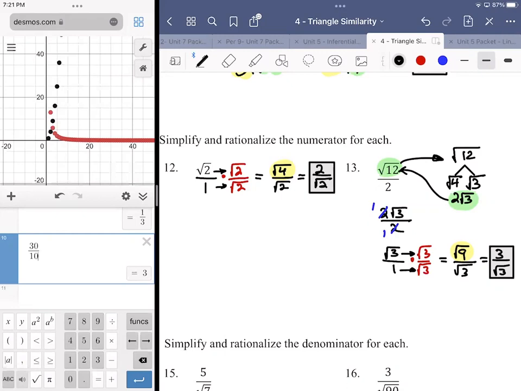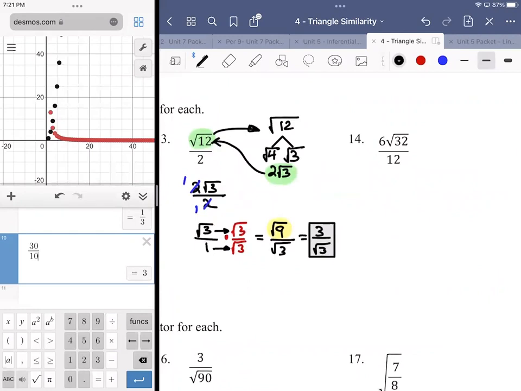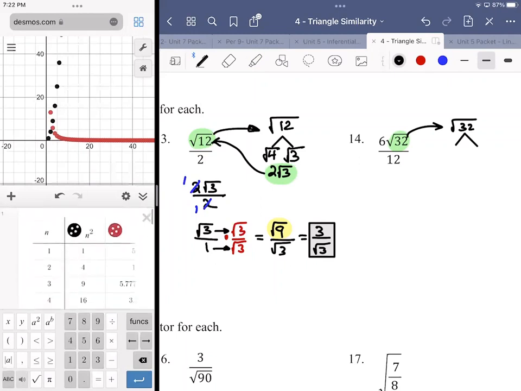So number 14, same deal. We want to simplify the radical, but we also want to clean it up so that there's only a radical value in the denominator, not in the numerator. So I'm going to pull out that radical 32. It's the same thing over and over again, just some problems have more other things to do. So rad 32, I'd want to be thinking about a perfect square factor. And again, go to your list if you're not sure.